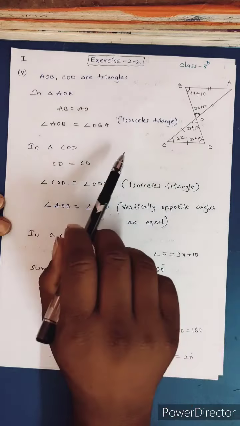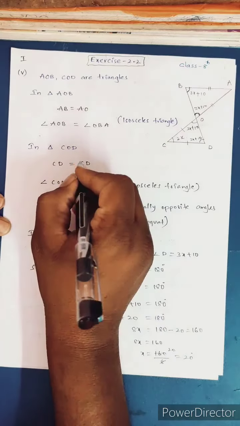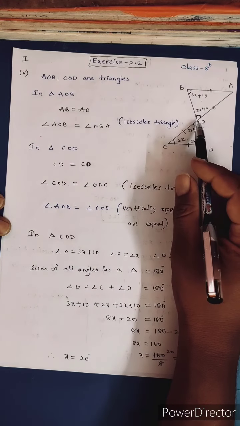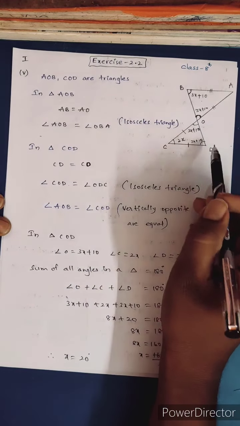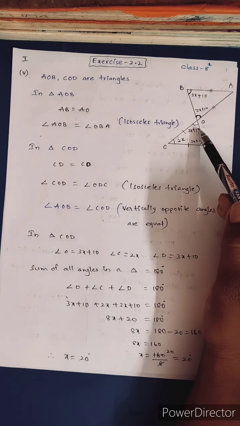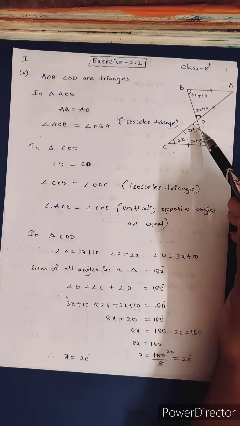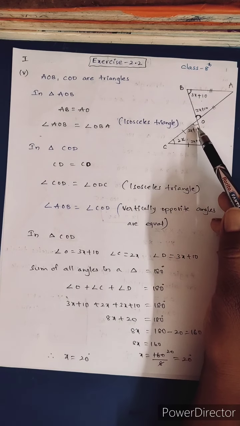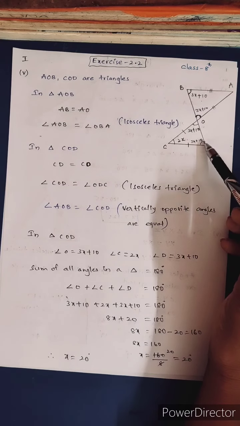Next, in COD, CD is equal to CO. CD's opposite angle O, CO's opposite angle D are also the same. In this diagram, this angle is not given. Vertically opposite angles are equal. With this, we can write 3x plus 10 degrees for this angle. This is an isosceles triangle, CD and CO are equal sides, so opposite angles are also equal. With that, I have written here 3x plus 10 degrees.